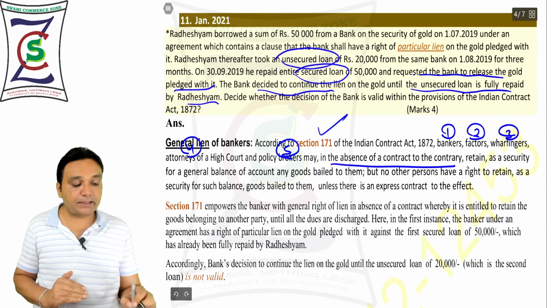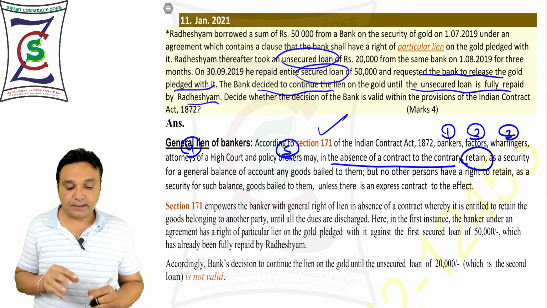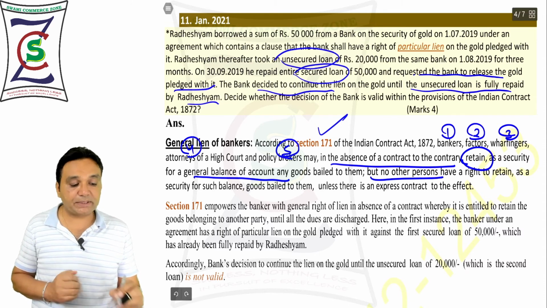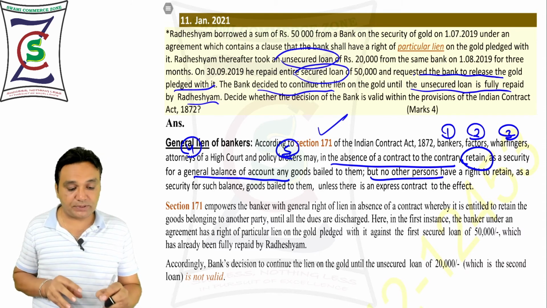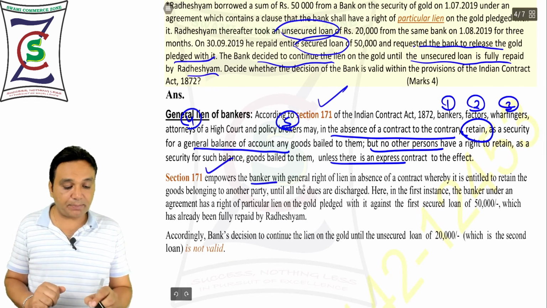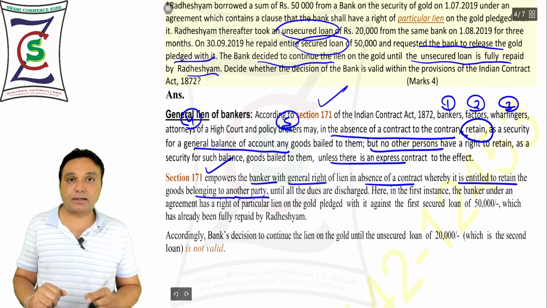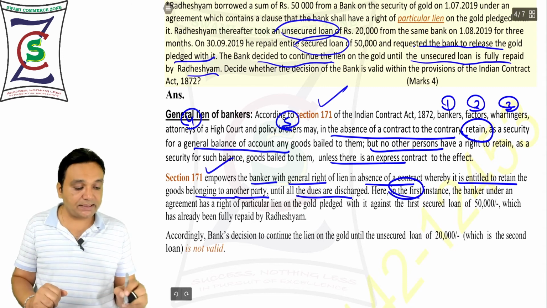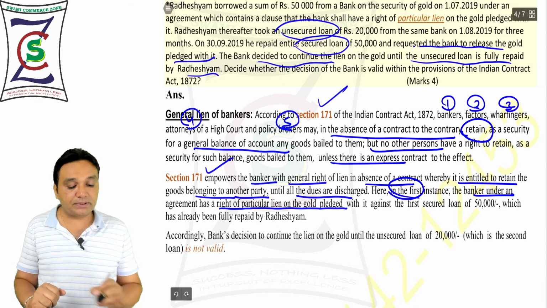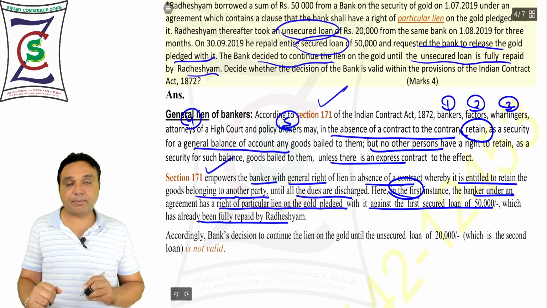In the absence of contract to contrary, means unless there is a separate contract, they can always retain as a security for a general balance of account any goods bailed to them. But no other person other than these have this right to keep the goods unless there is an express contract to that effect. Now section 171 empowers the banker with general right of lien in the absence of contract, whereby it is entitled to retain the goods belonging to another party till the dues are discharged. Hence, in the first instance, the banker under an agreement has a right of particular lien on the goods pledged with it against the first secured loan of 50,000, which has already been repaid by Radhesham.